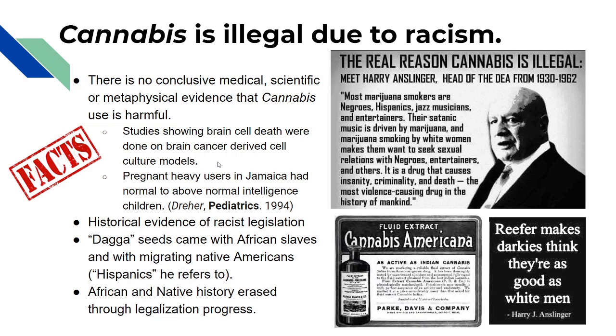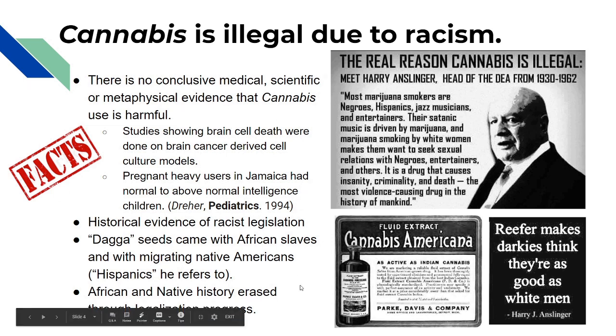When we studied pregnant mothers in Jamaica, we found that the users that used a lot of cannabis throughout their pregnancy, in fact, gave birth to children with slightly above normal intelligence, according to IQ tests. So the only thing we can look to is the historical evidence for racist legislation, at least in the United States. And whatever the United States does, the world follows.